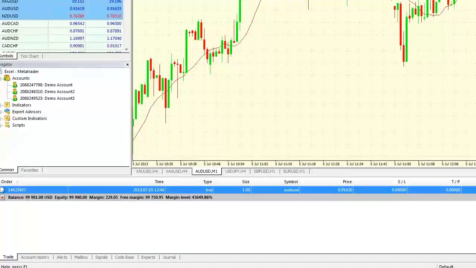So this is all about margins, margin calculations, factors affecting margin calculations, and our margin call policy.